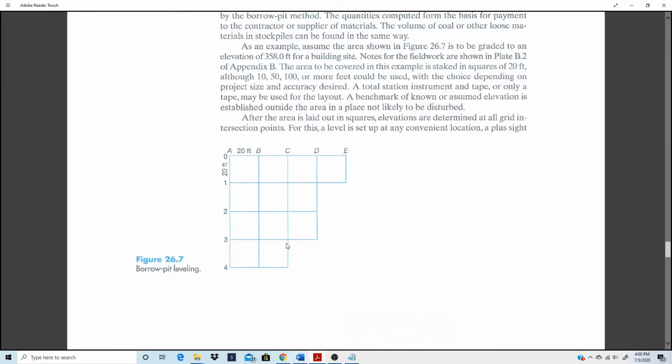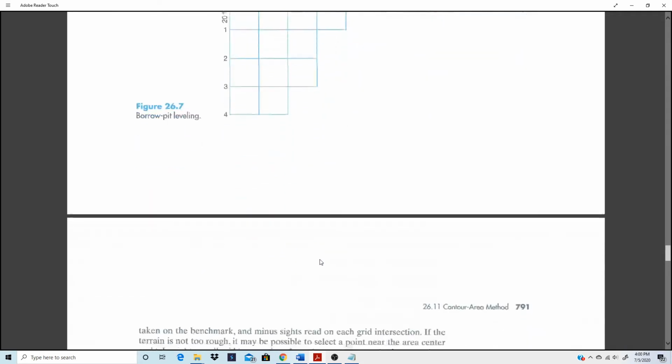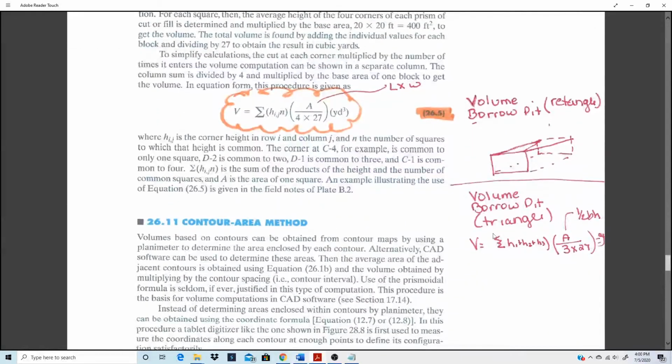The only difference is when we do a measure down for a triangle, you're going to have 3 sides. And then the area of your triangle is 1/2 base times height. So I'm going to show you that right quick. If I'm doing the volume for one that's a triangle, it would be the sum of your heights or measure downs, H1, H2, H3, and instead of 4, you're going to divide it by 3 because you've got 3 to average, and then the area is 1/2 base times height, which is your triangle.